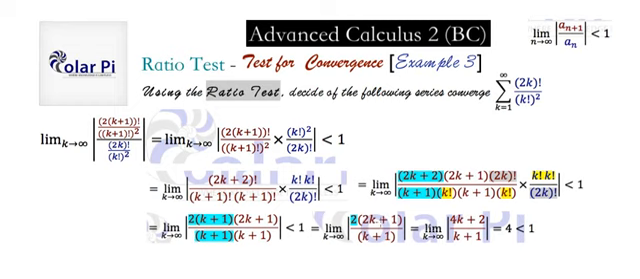And therefore this series diverges by the ratio test, because the ratio test requires that we be less than 1, and we get 4, which is greater than 1, and therefore it diverges.